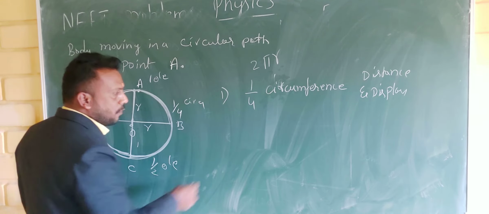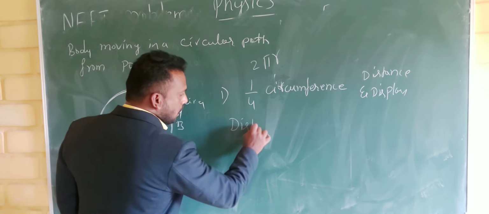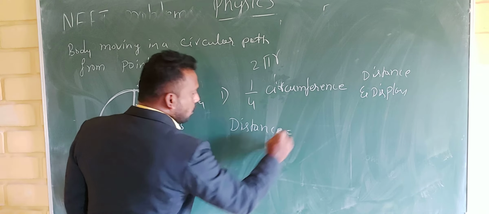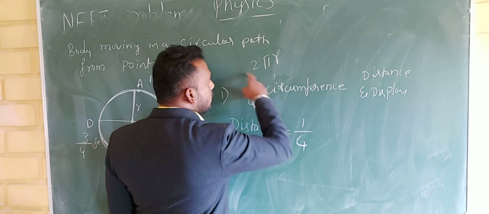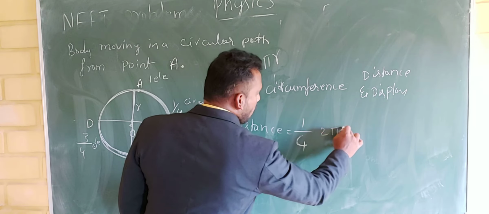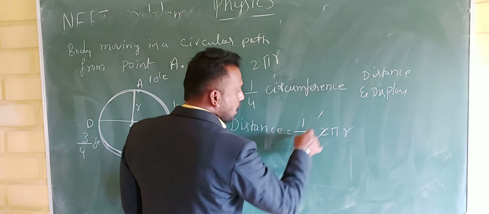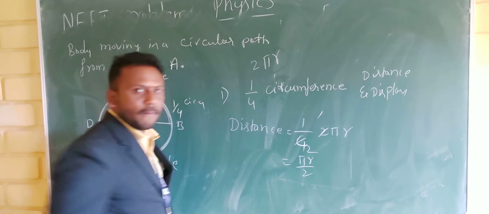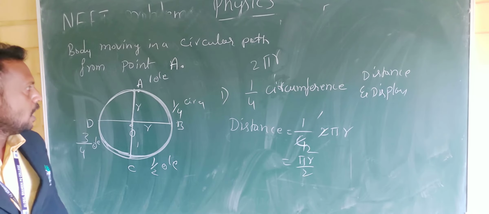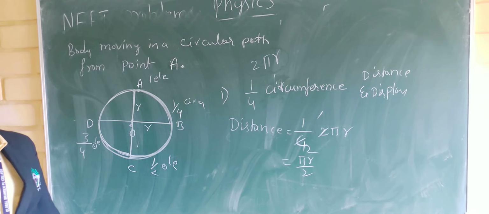One-fourth of the circumference. Distance is equal to 1/4 of the circumference. The circumference is 2 pi r, so 1/4 of 2 pi r is pi r by 2. Distance is pi r by 2. What is the displacement?